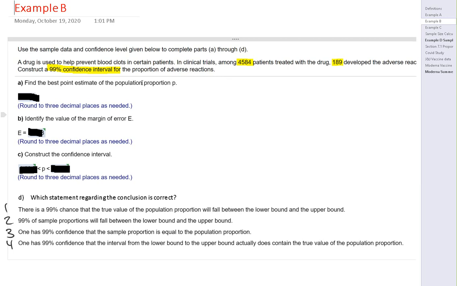So, okay. The one thing that StatDist doesn't give you is this actual proportion, the point estimate. So how do you find part A? What's going to be your answer there in part A? X divided by n in this case is which numbers? 189 divided by 4,584. So that's going to be your p hat. So let's put that down.